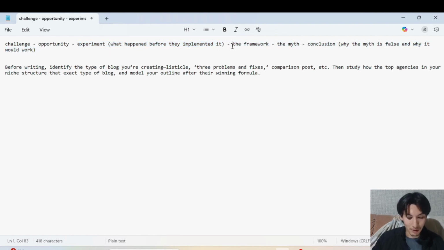And then the framework, like what's the framework for the real solution and how did it work out? And it worked out well, and what were the results? And then the myth, like why it might not be worth implementing this framework, but why it's worth it in the end. And then the conclusion, why the myth is false and why it would work.